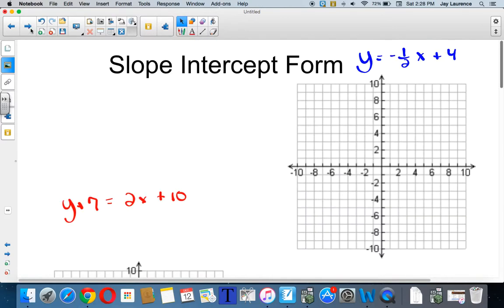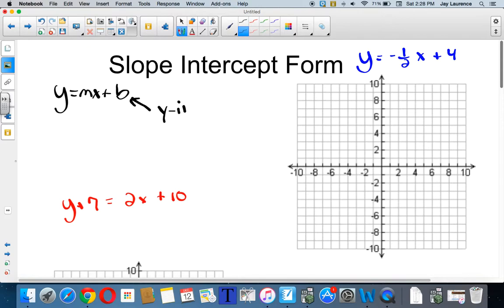Okay, now slope-intercept form. And remember, slope-intercept form is y equals mx plus b. The b is the y-intercept, the place where the line is going to cross the y-axis. And m is the slope. Now remember, this has to be a linear equation, and y must be alone. Did you hear that? Y must be alone.